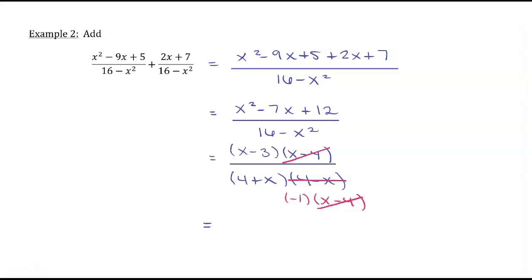So the sum of these two rational expressions is negative x minus 3 divided by 4 plus x. Take a moment to notice that if we were to distribute the negative to both terms in the numerator, this expression is equivalent to the expression of 3 minus x divided by 4 plus x. Let's go on to example 3.